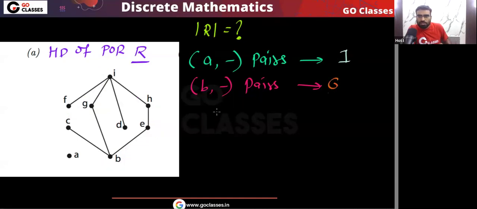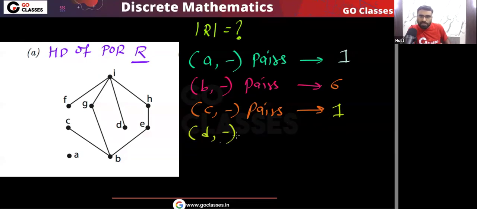Okay, now, so 6. Now you tell me the next. How many C something pairs? How many pairs of this type will be there, which start with C? Okay, there will be only one pair. C is related to C. That's it. Nothing else. Okay, how many pairs of this type? D something pairs. You can see D is related to D, D related to I. That's it. So there will be two.